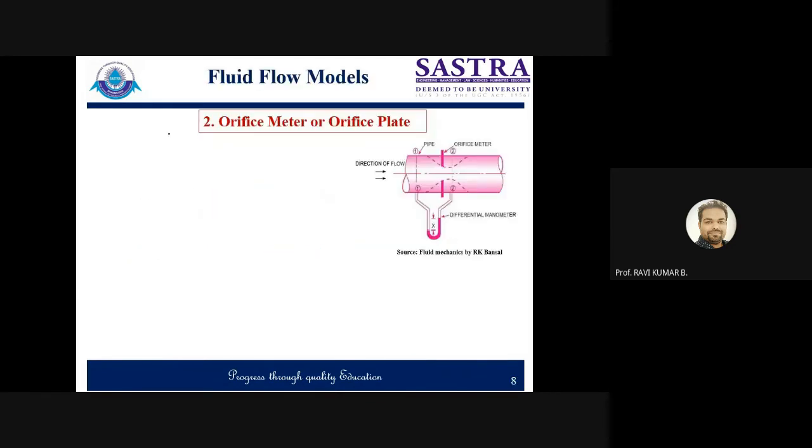Next one is the orifice meter, right? This is another device which can also be used for measuring low discharges. If you're going for a higher magnitude of discharge flow measurement, you will be using the venturimeter. If you are just measuring low to moderate values of discharge, you will be using the orifice meter.